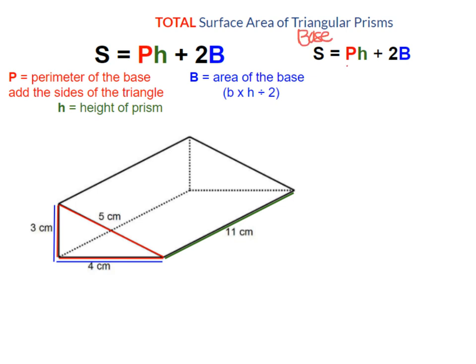Okay, so let's go ahead and start with the first part. The perimeter of the triangle, I'm going to add 3 plus 4 plus 5. Then I will multiply by the height. The height is 11.